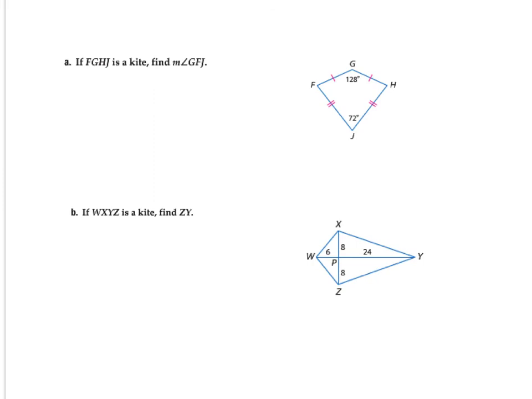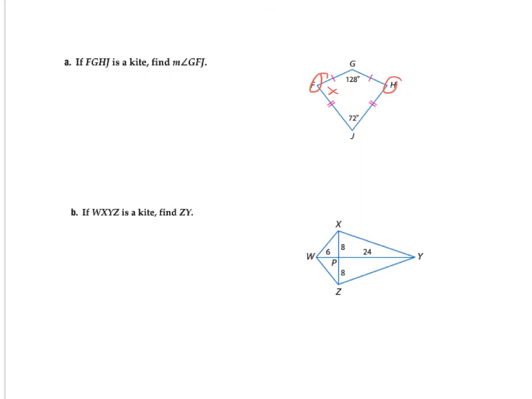If quadrilateral FGHJ is a kite, find the measure of angle GFJ. So again, what do we know about kites? We know that we have congruent sides. These two sides are congruent. We have congruent angles. These two angles will be congruent. And if we drew them in there, the diagonals are perpendicular.